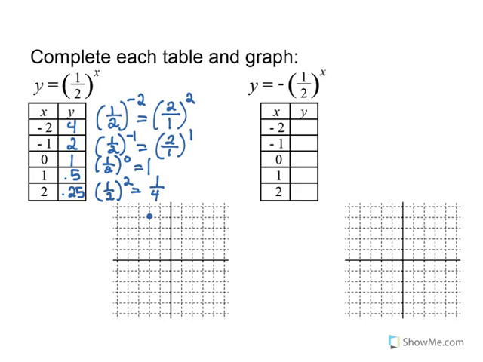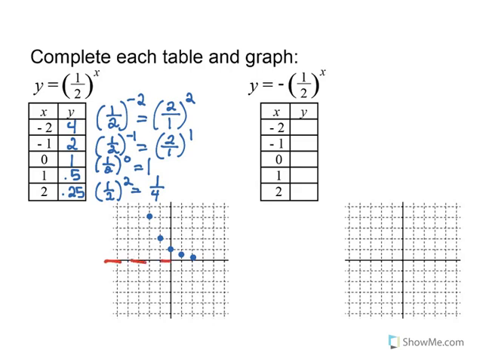Okay, so those points, when I have x equals negative 2, I have y equals 4. And then when I have negative 1, I have a y value of 2, 0, 1, 1, 1/2, and 2, 1/4. So you can still see that it has that bend to it, but now it's going in the opposite direction. Instead of starting flat and getting steeper, it's starting steeper and getting flatter. So there's going to be that horizontal asymptote again.